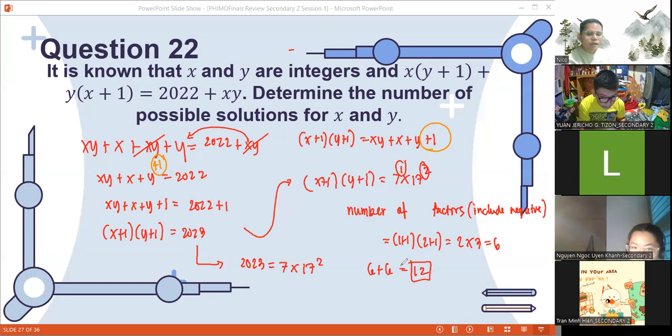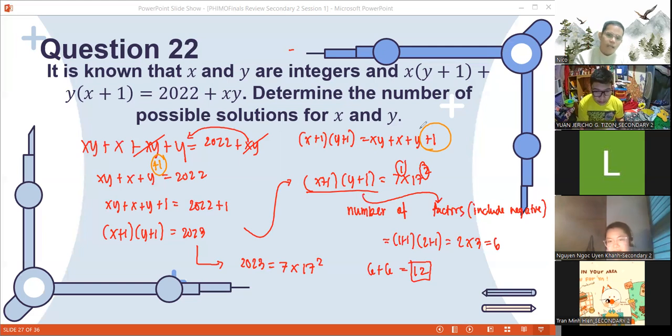So again, sir, why did you get the number of factors? Because x plus 1 and y plus 1 here are factors. Okay? They are factors. So it can be that this is 7 times 17 squared or 7 times 17 times 17, right? You just need to get the factors. Now, you need to include the negative factors. So if you have positive factors, which is 6, the negative factors would be 6. So 6 plus 6, 12. And then, some of you got the wrong answer because they only answered 6 instead of 12, right?